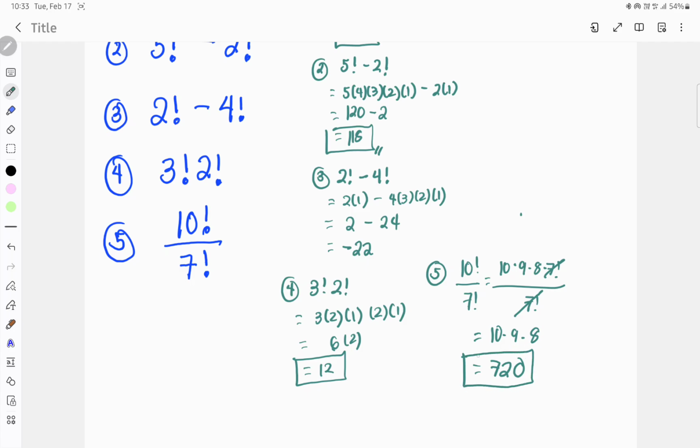And that is how you involve factorial with operation.